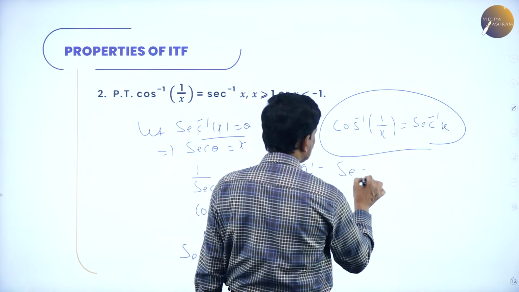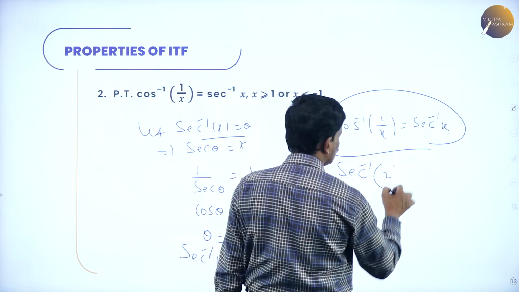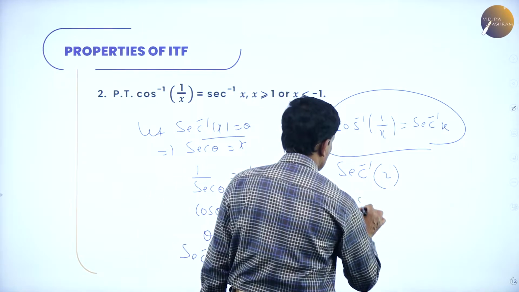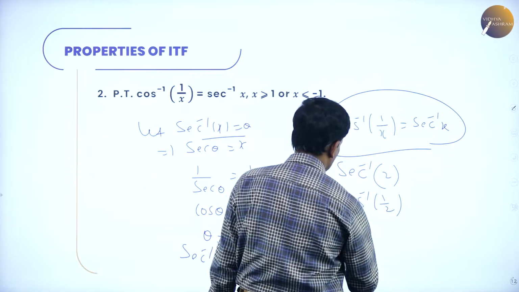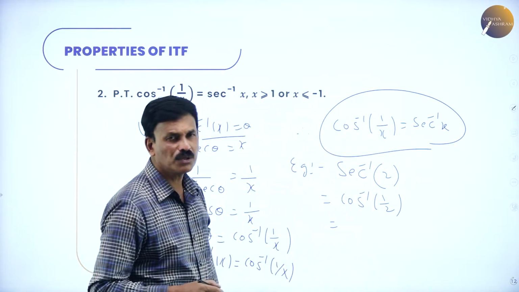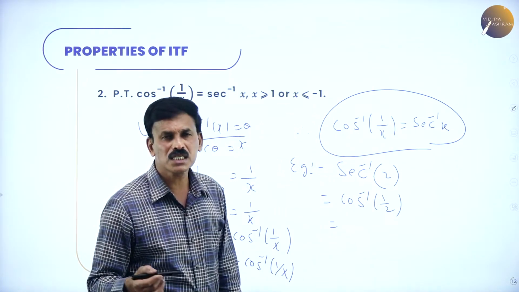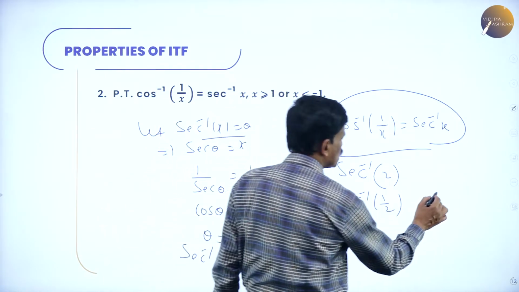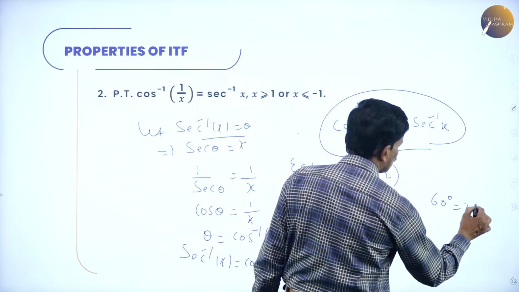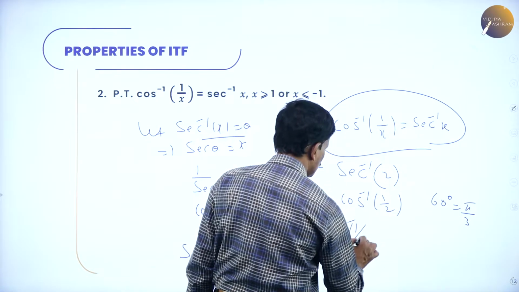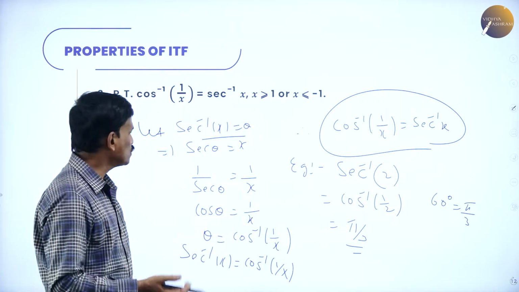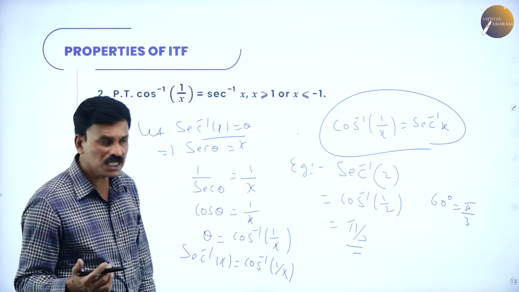Let us take for example, secant inverse of 2. So, secant inverse of 2 can also be written as cos inverse 1 by 2. What is this equal to? Cos inverse of 1 by 2 is nothing but 60 degrees. Sin 60 is root 3 by 2, cos 60 is 1 by 2. So, 60 degrees can also be written as pi by 3 radians. So, this is equal to pi by 3 radians. That's it. Okay.